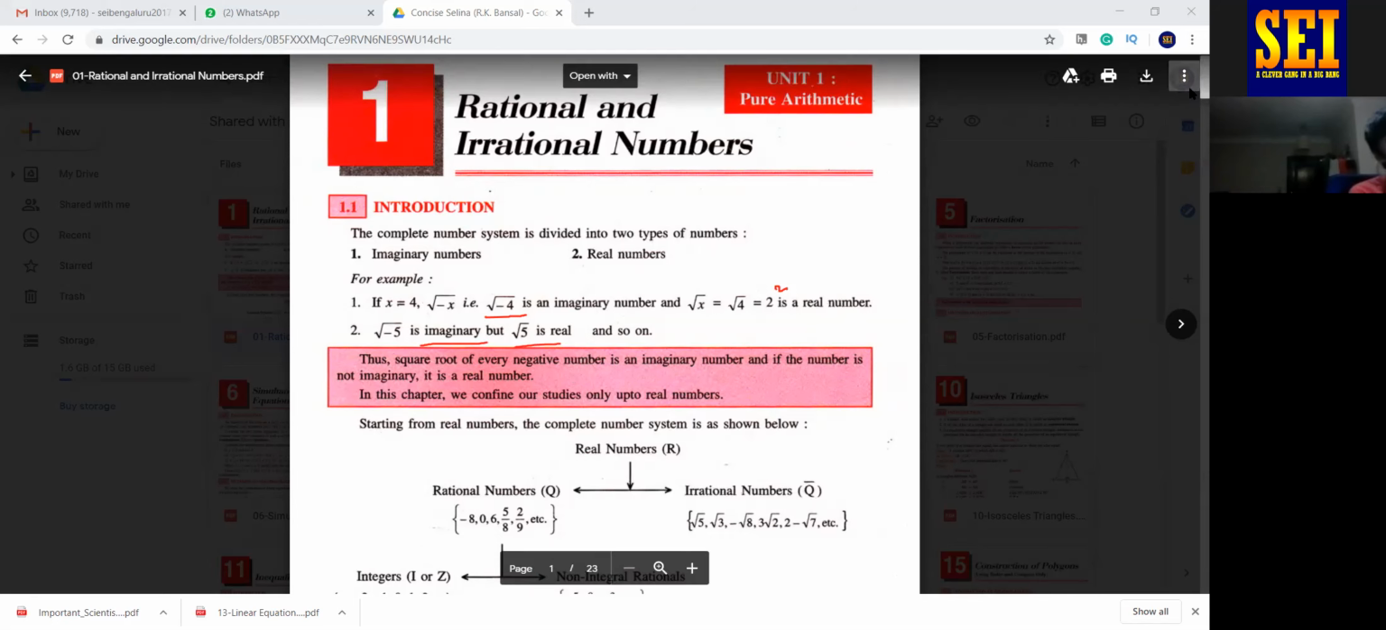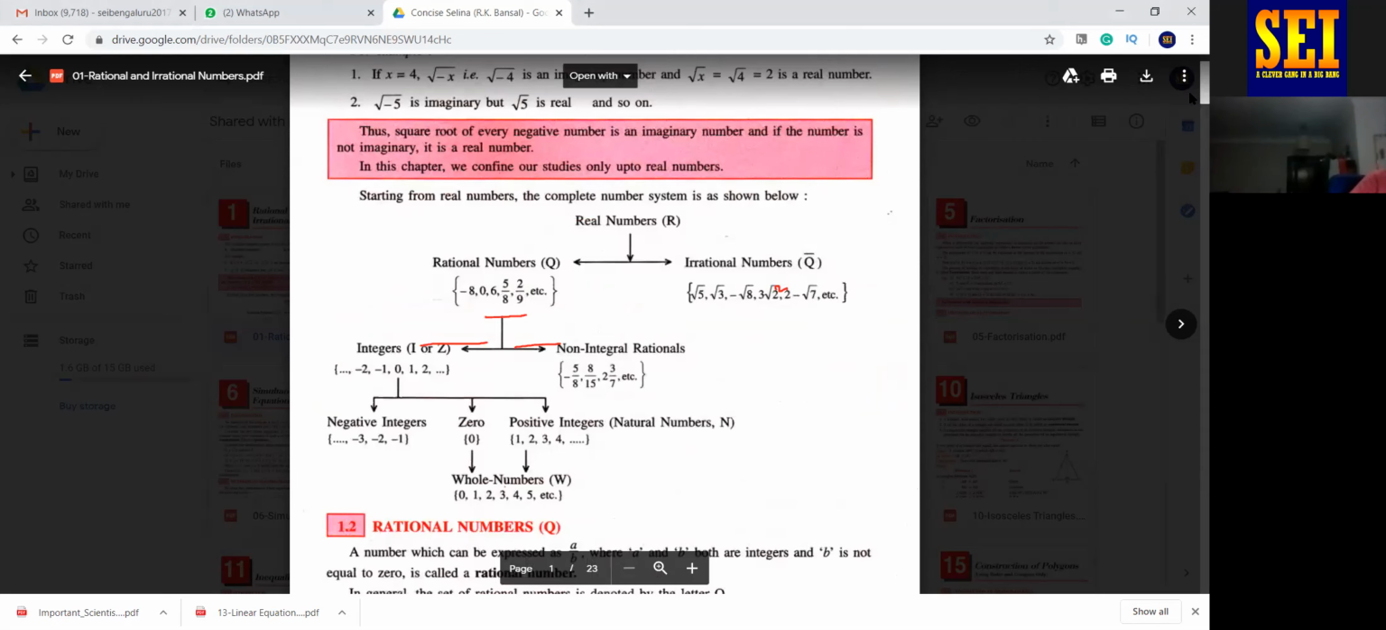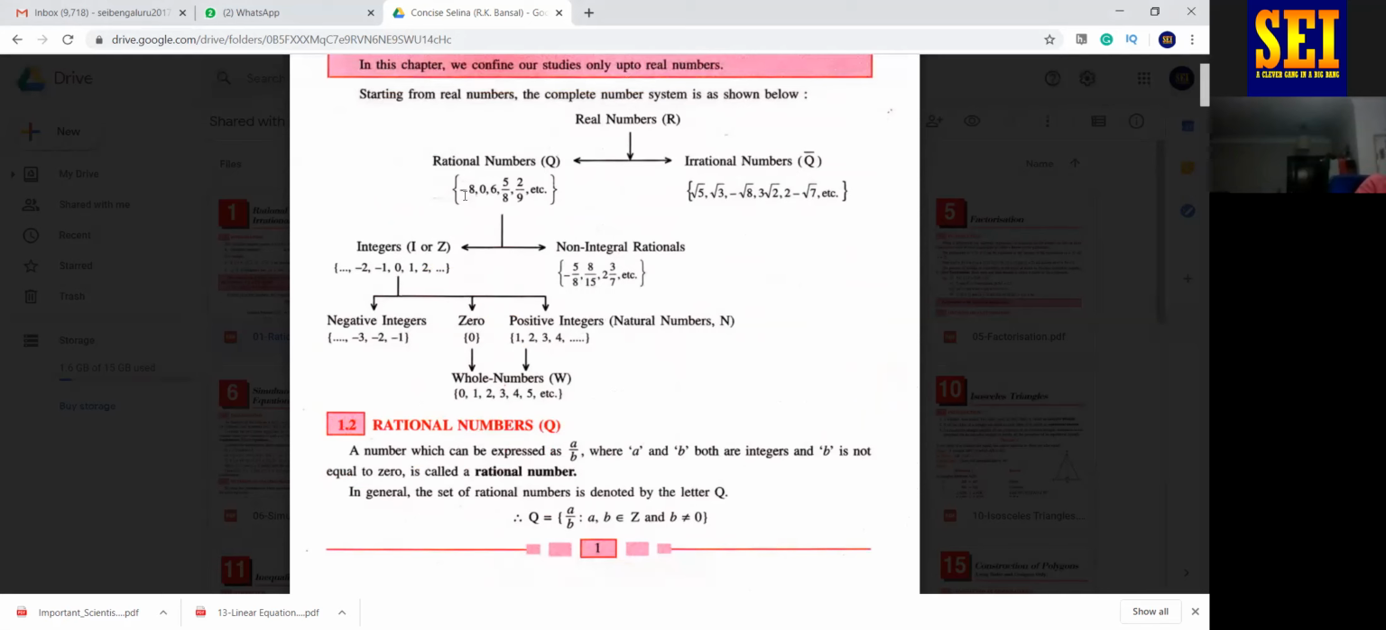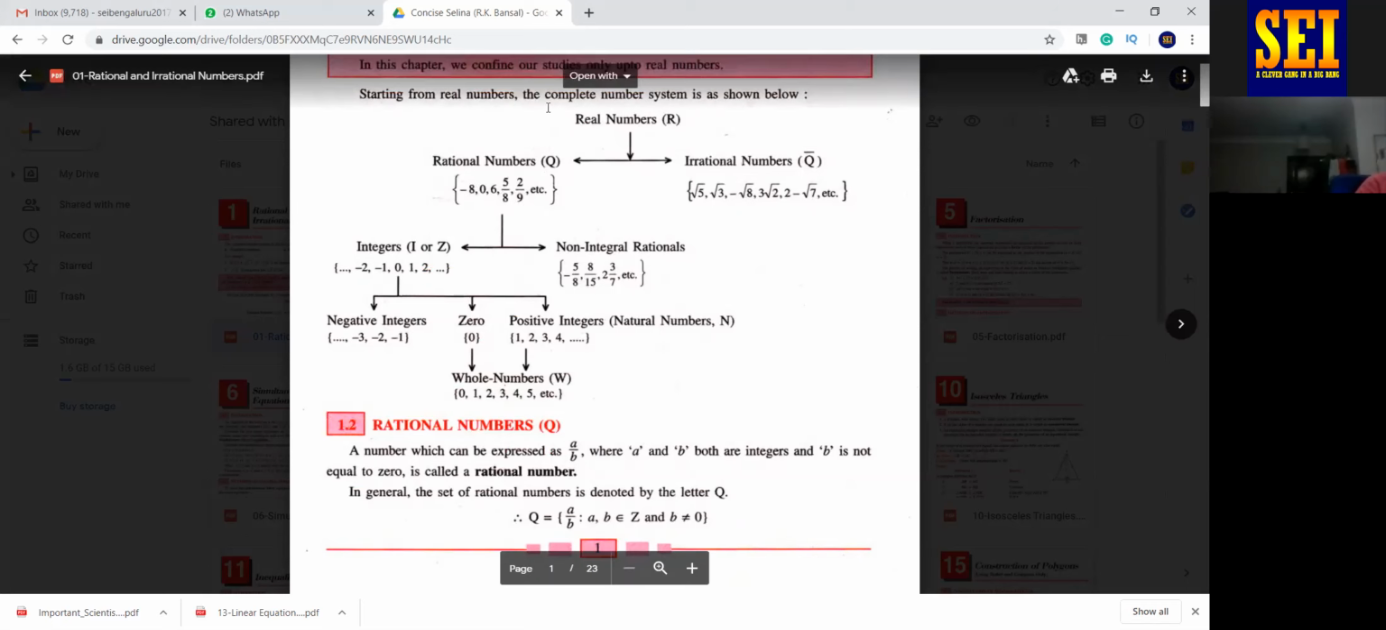Fine? Now, you can see that real numbers are again of two types. One is rational numbers, the other is irrational numbers. Rational numbers: 0, positive values, 5 by 8, 2 by 9, or minus 8, all are rational numbers. Irrational numbers are things like square root 5, square root 3, minus square root 8. It's not the square root of minus 8. Totally different. Once you observe, minus square root of 8 and square root of minus 8 are both different. This is an imaginary number. This is a real number.